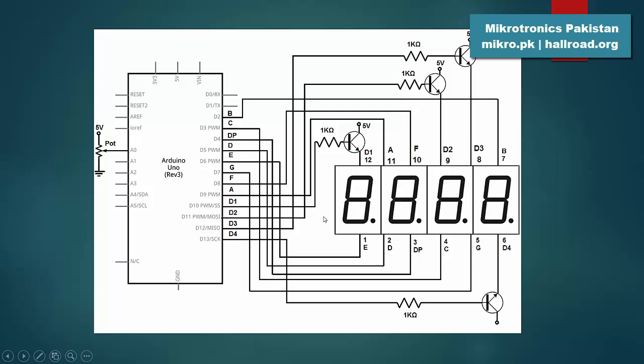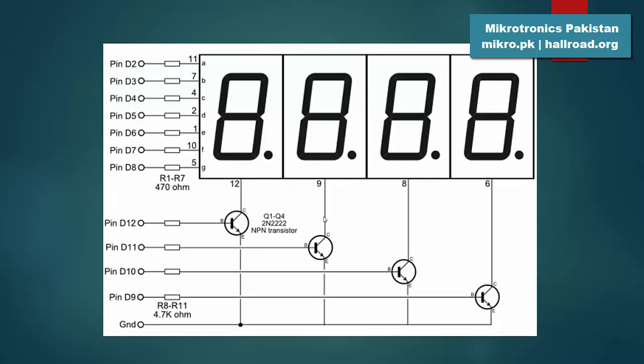This technique is called multiplexing, as I have already told you. So this is a more simplified diagram of the same thing, that all the segments A, B, C, D, E, F, G, which are connected together, are connected to these pins, and individual transistors, which are connected to the cathodes of these displays, are connected to different 4 pins of the microcontroller.